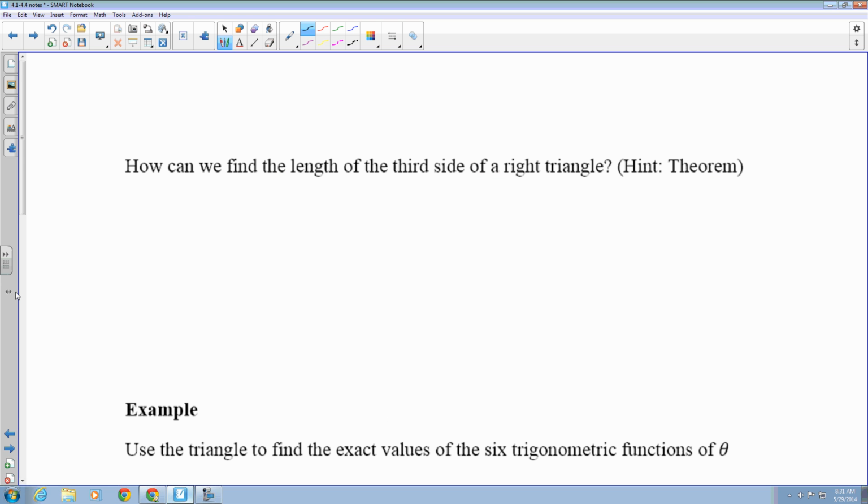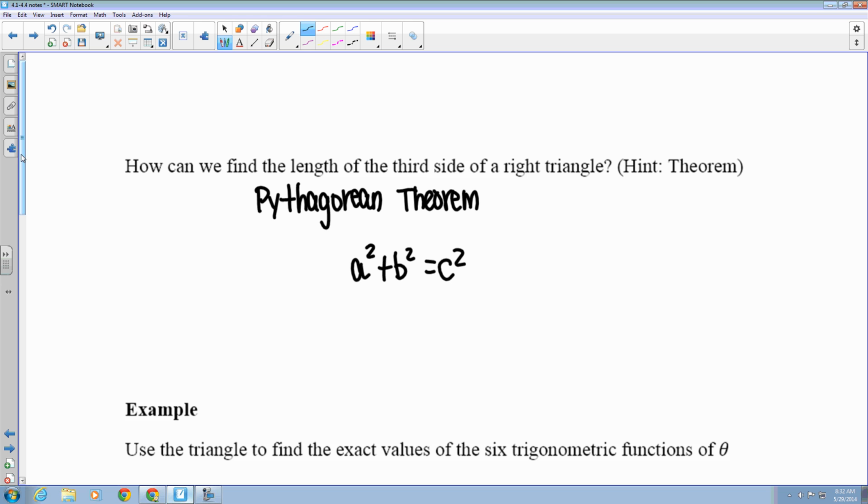How do we find the length of the third side of a right triangle? If we have 2, we're going to use Pythagorean theorem, which you have also used several times at this point. Pythagorean theorem is a squared plus b squared equals c squared. If this was a small sketch of a right triangle, C is always the side opposite the right angle. A and B, it doesn't really matter the order that they're in since you're adding on that side.